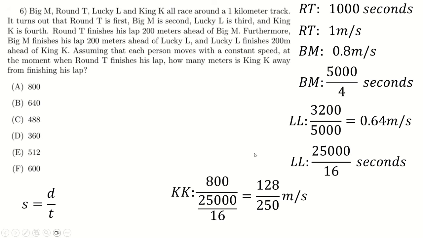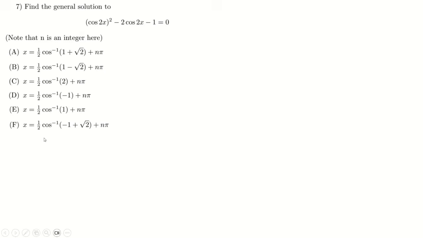And then, of course, we can say, well, okay, when he finishes his lap, well, that takes 1,000 seconds. If that's his speed, just do speed times 1,000 to get how far he had gone, which I think is 512. Yeah, again, another very inelegant way of doing that question, but this is just a quadratic. It's just u squared minus 2u minus 1 equals 0. It's very easy to solve very quickly.